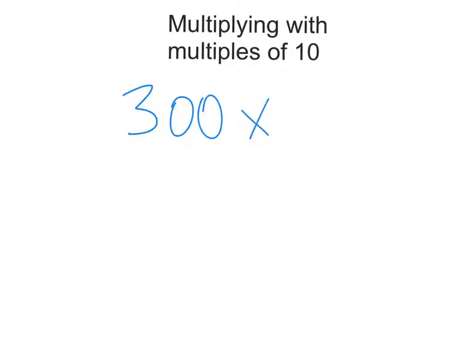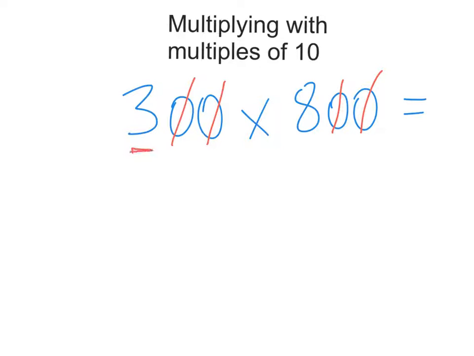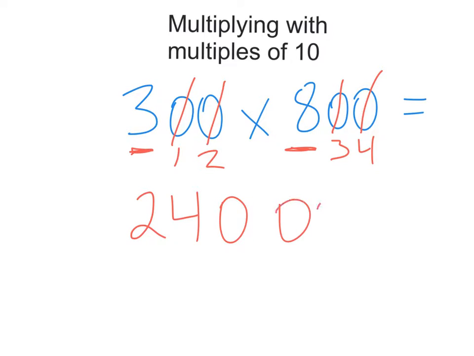300 times 800. Oh, those are some big numbers. Let's take out the zeros, and we're left with 3 times 8. 3 times 8 is 24. And now I tack on how many zeros? Right, 4. 1, 2, 3, 4. And my answer is 240,000. That's how you multiply with multiples of 10.